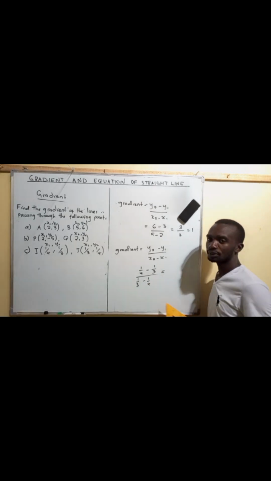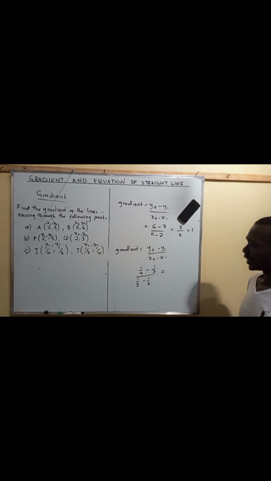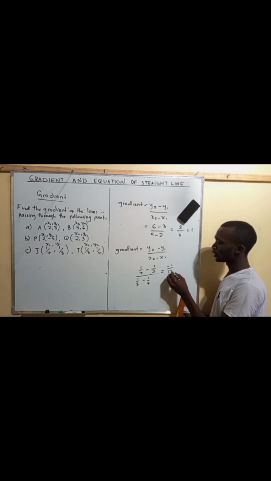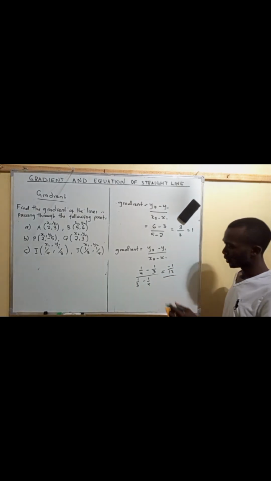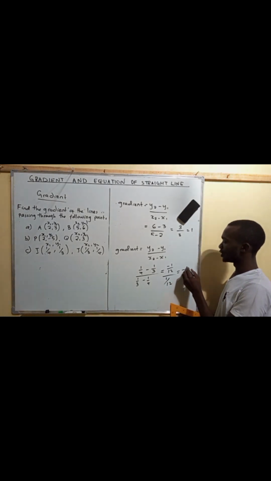So this gives you a quarter minus a third, that is minus 1 over 12, over a third minus a quarter, which is 1 over 12. So the answer is -1.